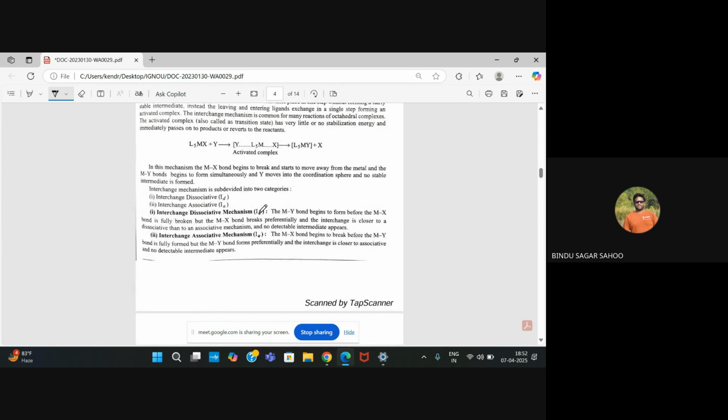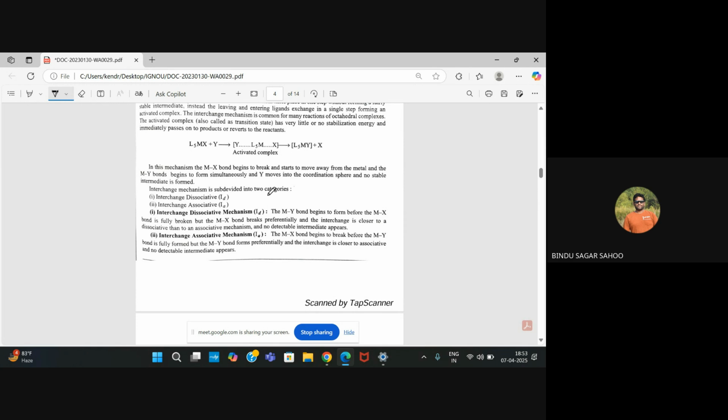Further, this interchange mechanism is also divided into two types. One is the interchange dissociative mechanism, ID, and another is the interchange associative mechanism, IA. So what is the difference between ID and IA? ID says that the MY bond begins to form before the MX bond is fully broken. That means 90% of the MX bond is already broken, and only 10% remains to be removed from the group, and in this condition the MY bond starts to form. But the major part is that already 90% of the MX bond is broken.